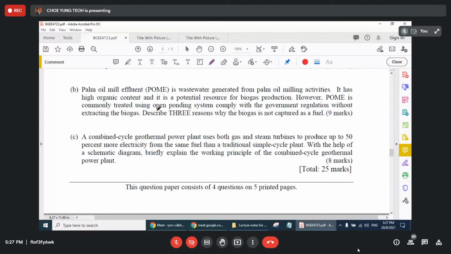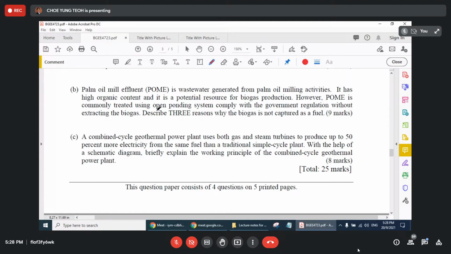It's not given anywhere in the text. But if you understand the concept of POME, then you should be able to answer this. What do you think? Why is POME not captured as a fuel? Remember that POME comes from the wastewater of palm oil milling. It's used to sterilize and soften the oil palm fruit, and this wastewater contains a lot of organic matter and also oil, some oil coming from the oil palm. Why is it not used as a fuel?